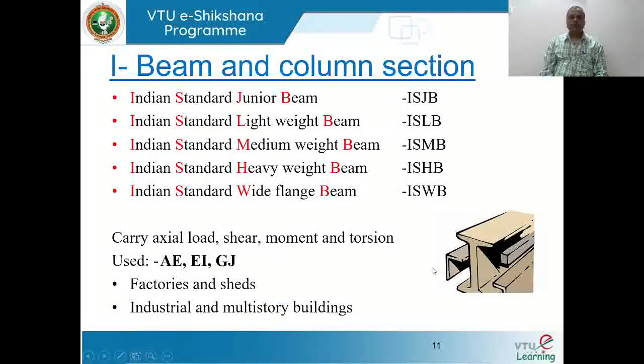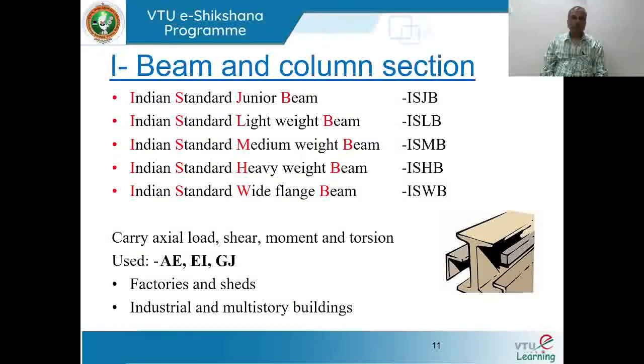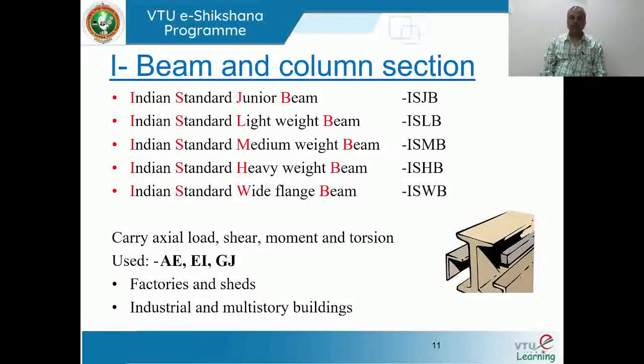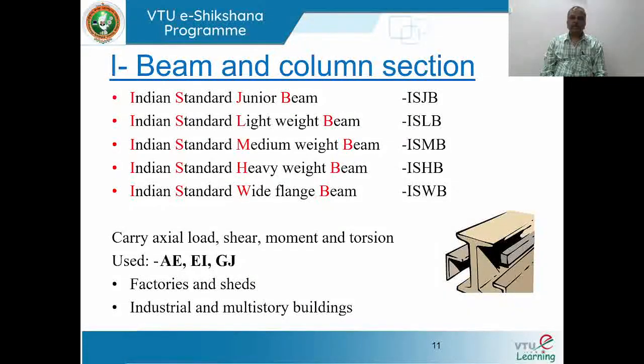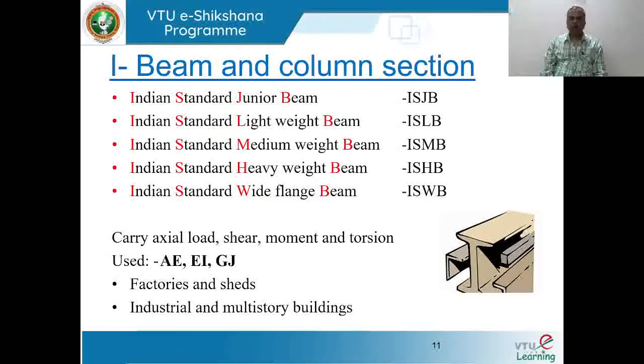How can these I-beam and I-column sections be designated? So this I-section can be used either as a beam or as a column, as I mentioned, but we have the following five general classifications: Indian Standard Junior Beam, ISJB. The second one is Indian Standard Lightweight Beam, ISLB. Indian Standard Medium Weight Beam, ISMB. Indian Standard Heavyweight Beam, ISHB. Indian Standard Wide Flange Beam, ISWB.